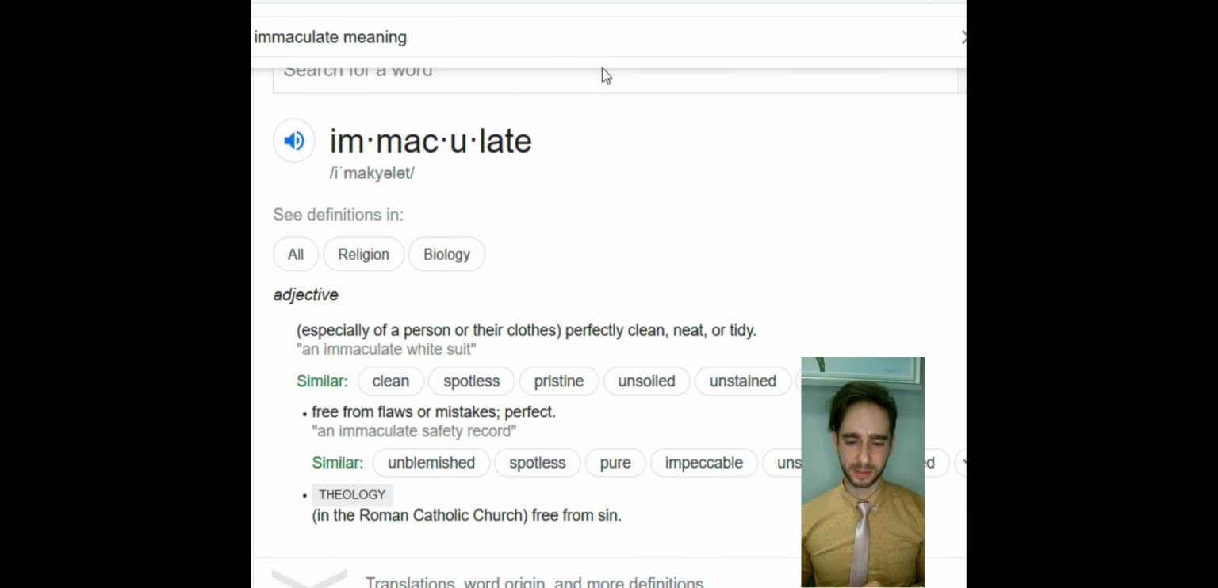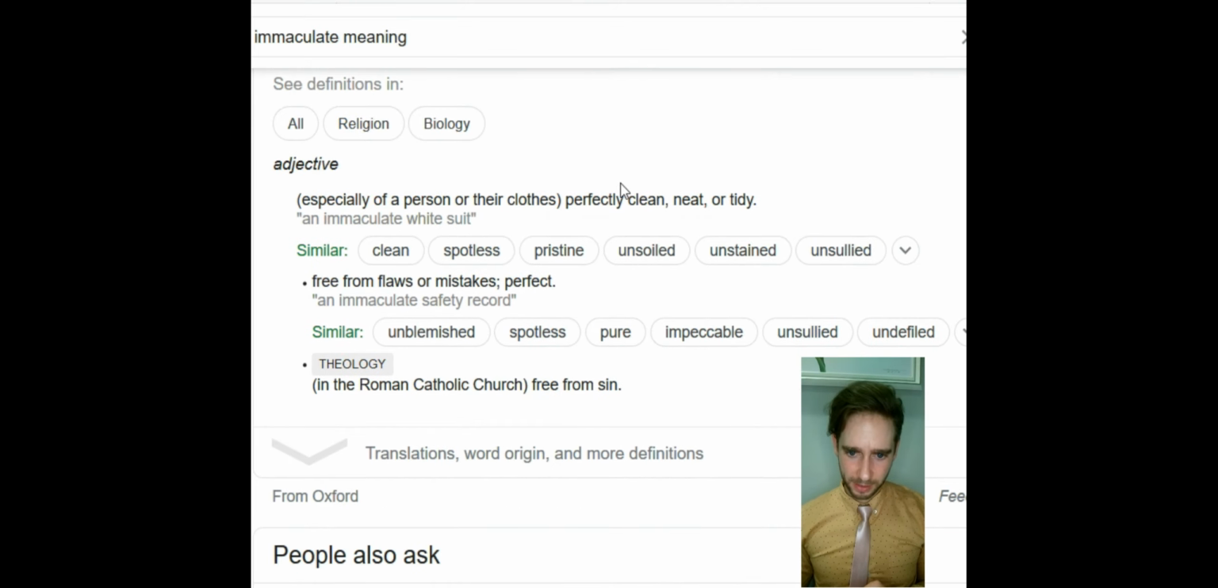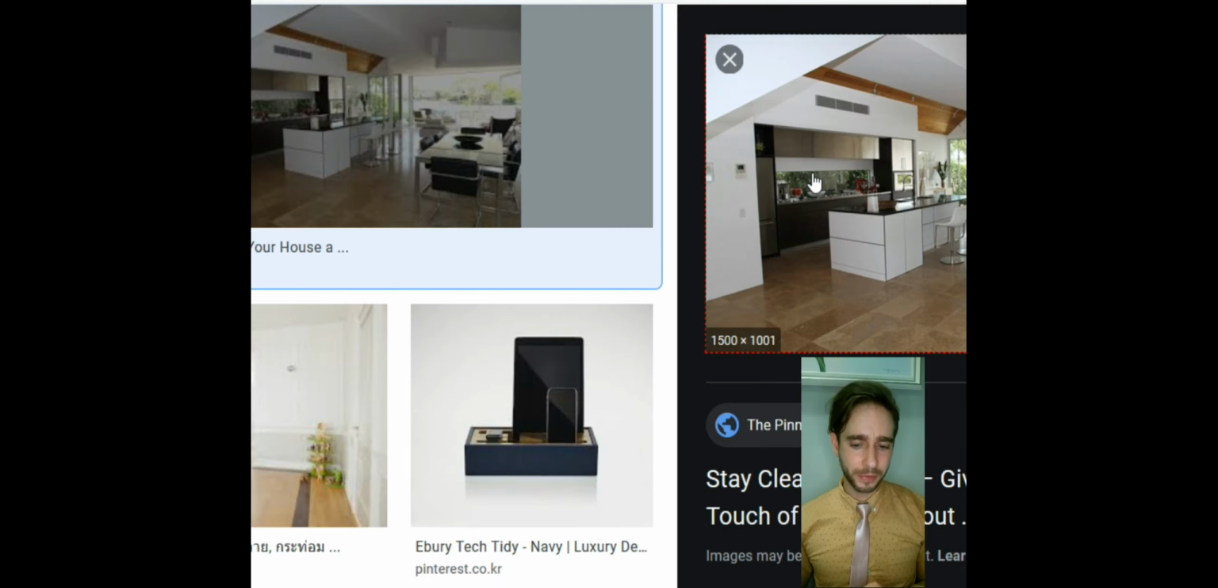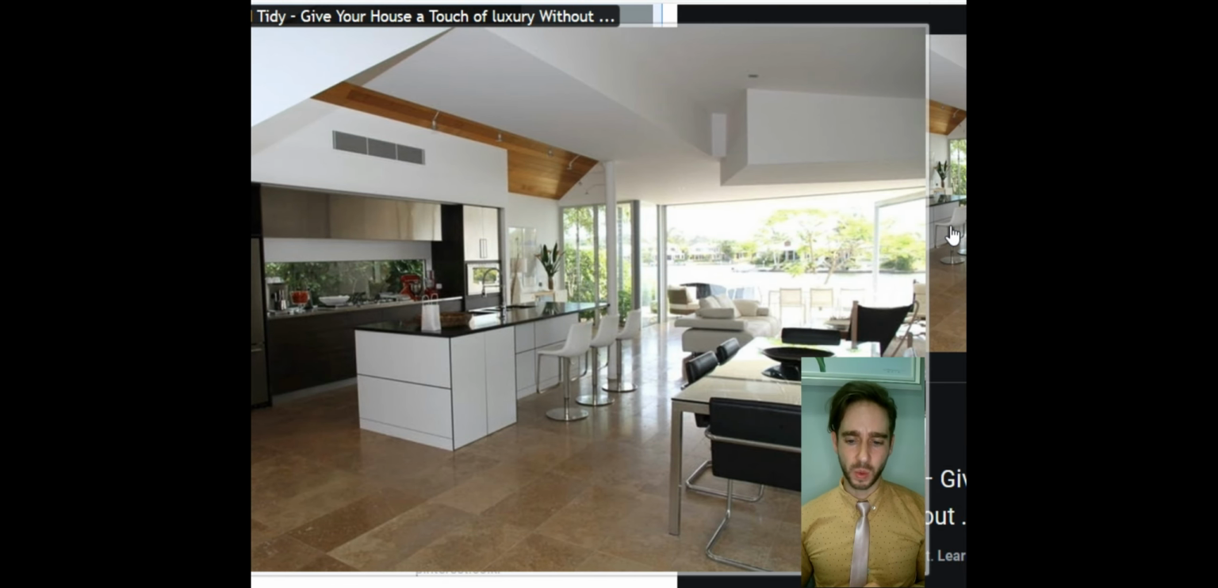I really, really like this word, and the next word is absolutely one of my favorite words, and the word is immaculate. Immaculate. Okay, take some time to practice that. Immaculate. What is immaculate? What does it mean? The word is an adjective, and especially of a person or their clothes. It can also be their home. It is perfectly clean, neat, or tidy.